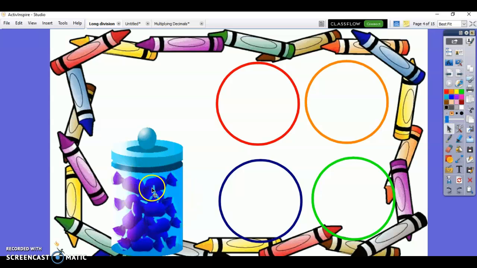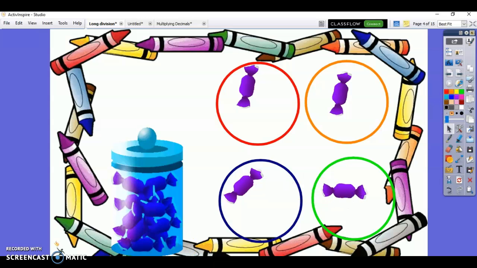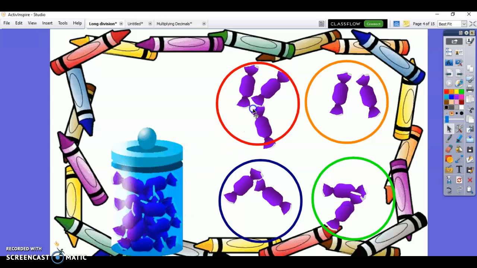So here is my candy. There are 20 pieces of candy inside the jar. So if I take them and start dividing them up equally, I'm going to give each student 1. And then I have more left. Then I'm going to give each student 2. I'm dividing them out. Then I still have some left. Then I'm giving each student 3. Oops. What did I do?